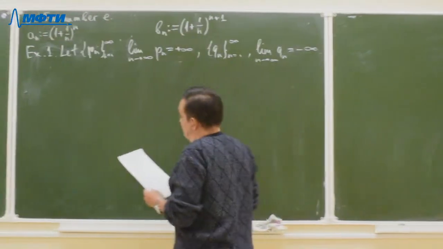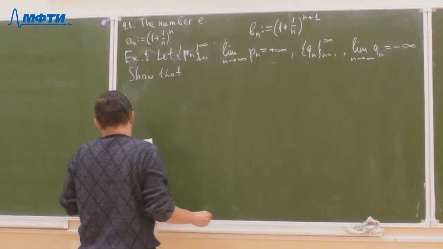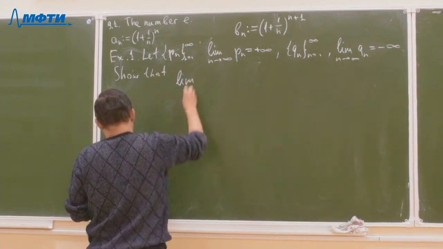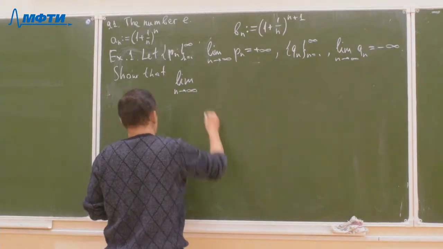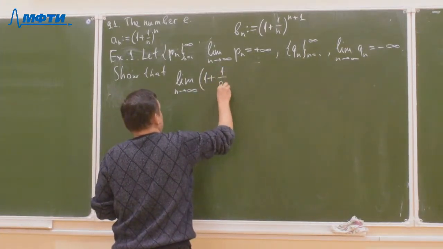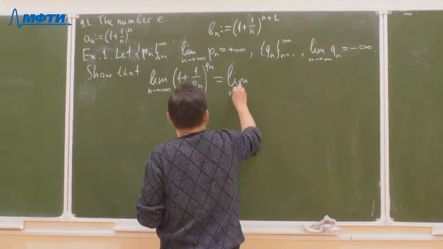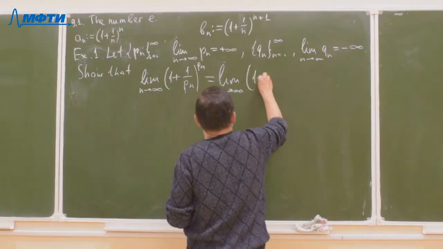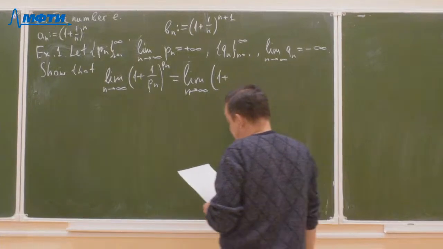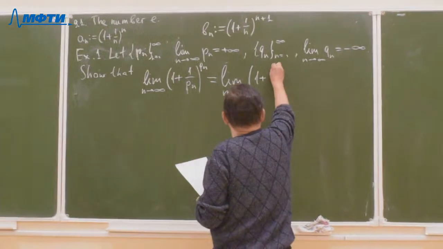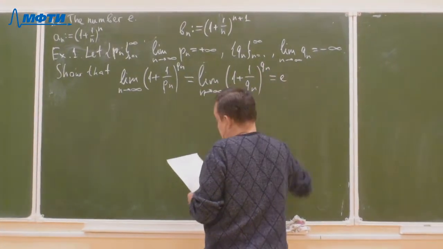So show that the following limits take place: the limit as n tends to infinity of 1 plus 1 over Pn power Pn equals the limit as n tends to infinity of 1 plus 1 over Qn power Qn equals E.